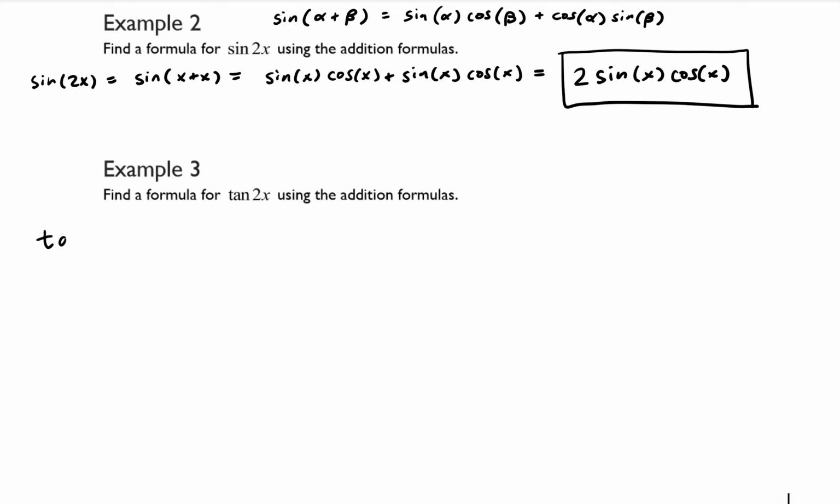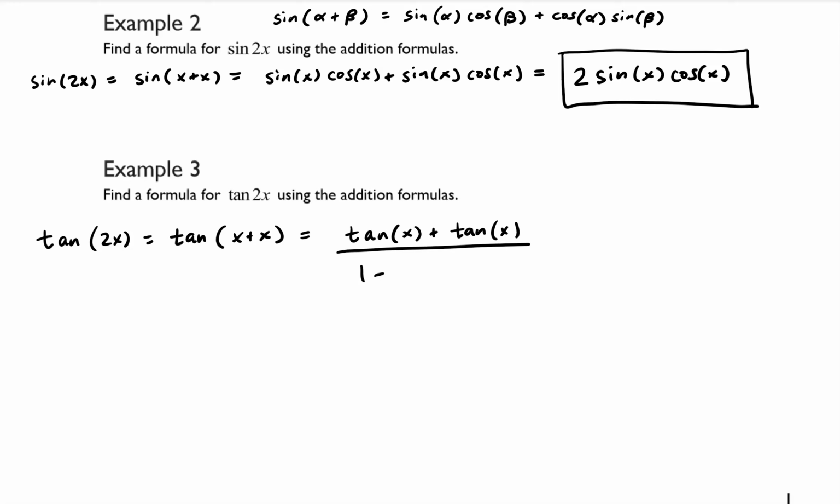Okay. Example 3, find a formula for tangent of 2x using the addition formula. So basically same thing what we've been doing. I'm taking tangent of 2x and I'm rewriting that as tangent of x plus x. And if you plug that into the tangent sum formula, we get tangent of x plus tangent of x over 1 minus tangent of x times tangent of x. And so if we simplify that, we end up getting 2 tangent of x over 1 minus tangent squared x.